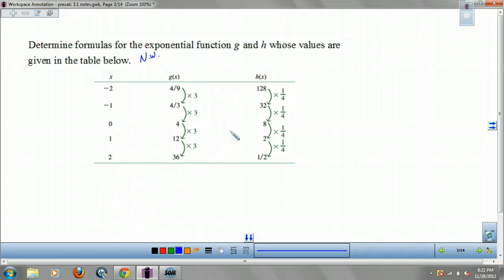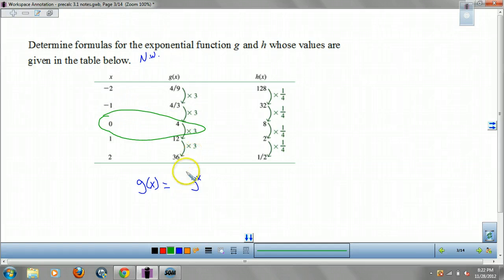Here's my hint. See this number here? You're timesing by 3 each time. What you're timesing by is your base. So I know it's going to be 3 to the x. Now you look for your 0. What are you at 0? That gives you your initial. Well, we're at 4. So that's our function. 4 times 3 to the x.